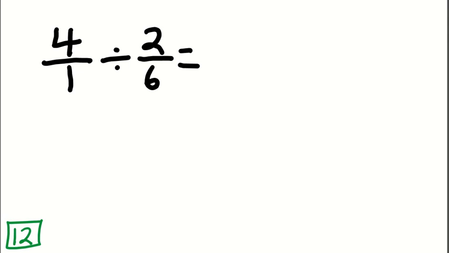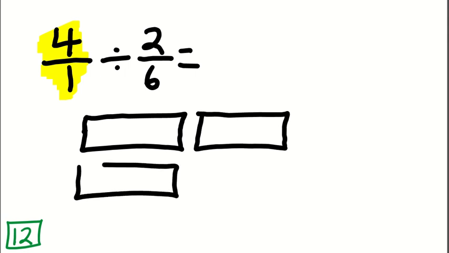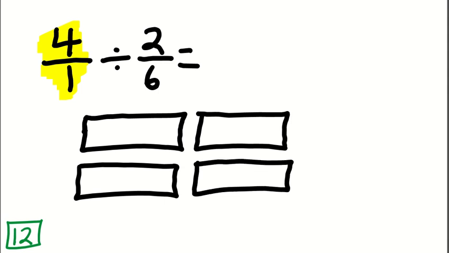So we're going to illustrate the dividend, or the fraction on the left, by drawing 4 full candy bars. So we have 1 candy bar, 2 candy bars, 3 candy bars, and 4 candy bars. And because we're dealing with 6s again, only it's 2/6, we've got to cut each of these up into 6 pieces, right? Okay, so let's go ahead and do that.